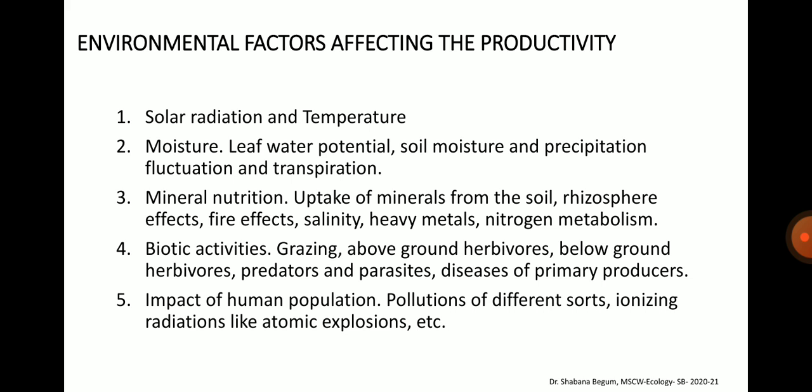Finally, the impact of human population, where pollutions of different sorts, ionizing radiations like atomic explosions, etc., affect the rate of productivity of an ecosystem.